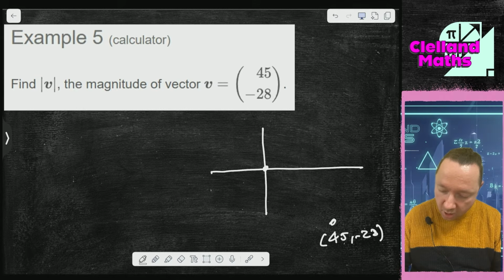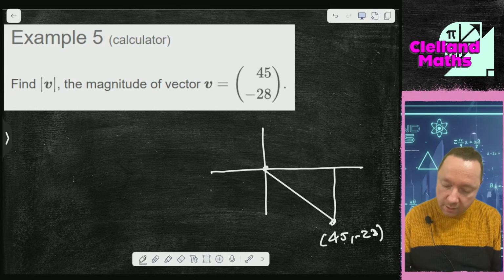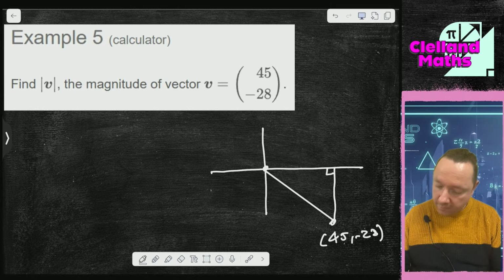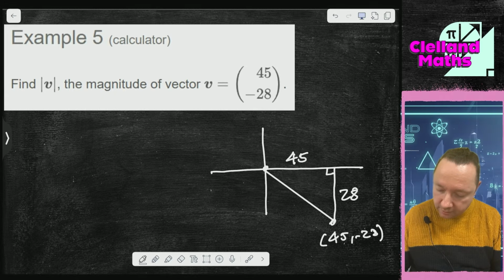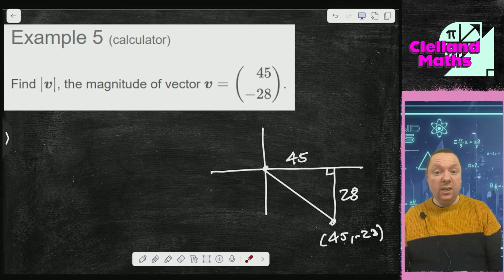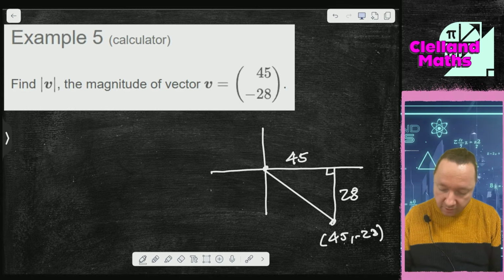Now, if I was to join that up here and then make a line there, I would have a right angle triangle. Well, how long would each of the bits be? Well, I've went along 45 and I've went down 28, minus 28, but I'll just write 28. We'll put a minus for the sake of clarity, actually, maybe.